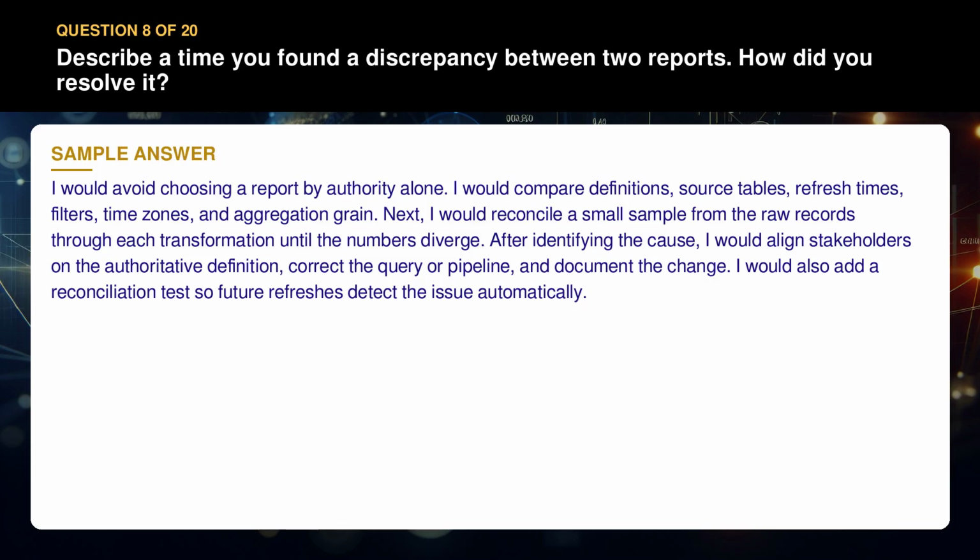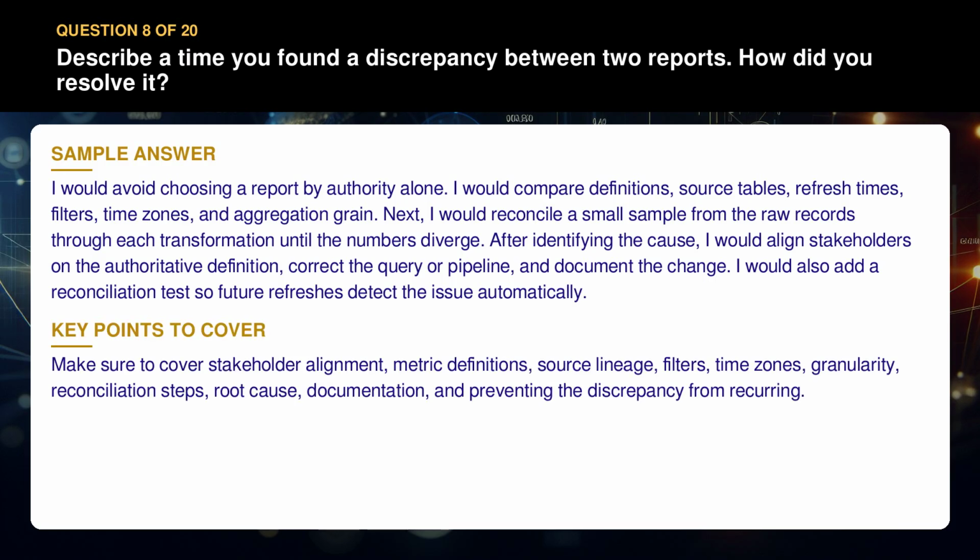After identifying the cause, I would align stakeholders on the authoritative definition, correct the query or pipeline, and document the change. I would also add a reconciliation test so future refreshes detect the issue automatically. Make sure to cover stakeholder alignment, metric definitions, source lineage, filters, time zones, granularity, reconciliation steps, root cause, documentation, and preventing the discrepancy from recurring.